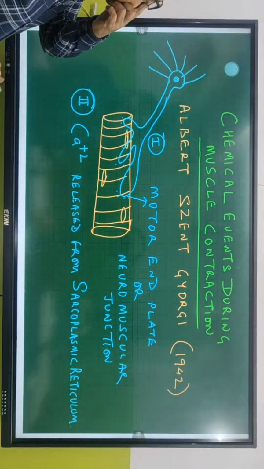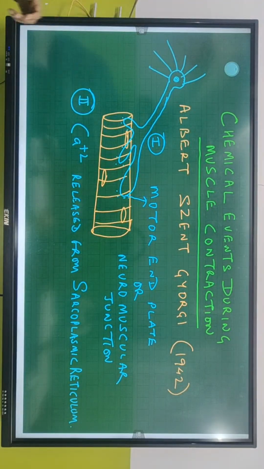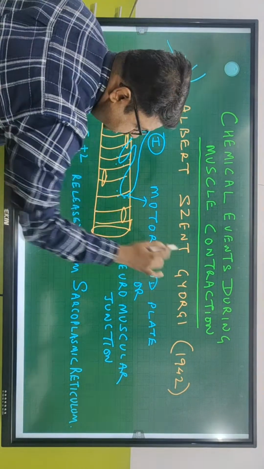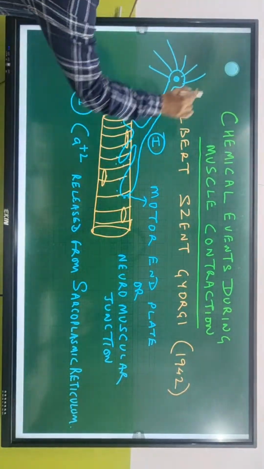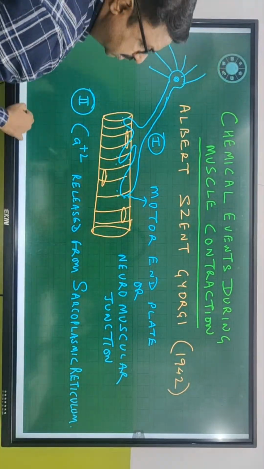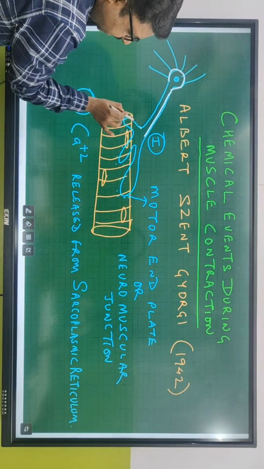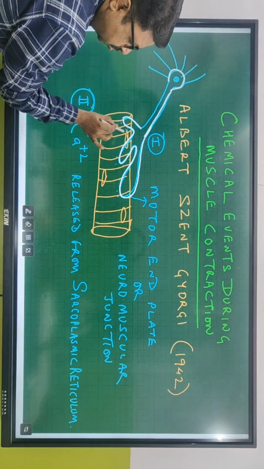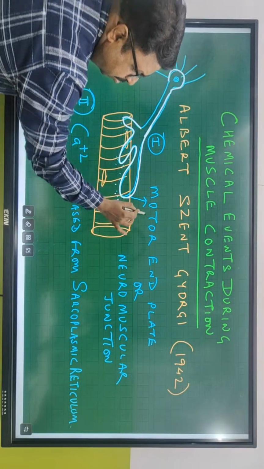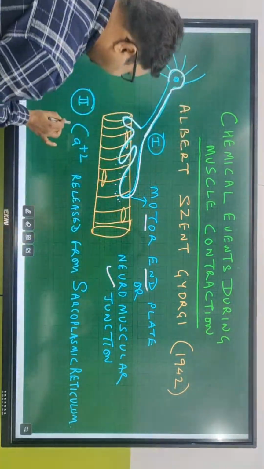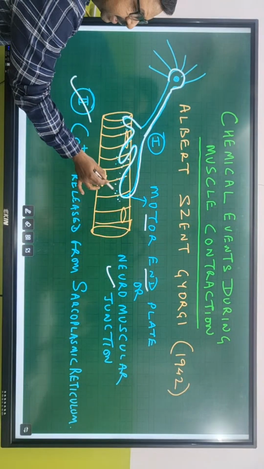Come on to the chemical events during muscle contraction. What are the chemical events? It was given by Albert Szent-Györgyi in the year 1942. Last time we talked about the neuron and the motor end plate or neuromuscular junction, which secretes acetylcholine. And what is going to happen the moment it releases acetylcholine?